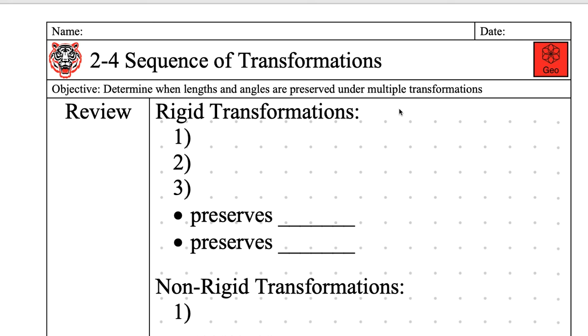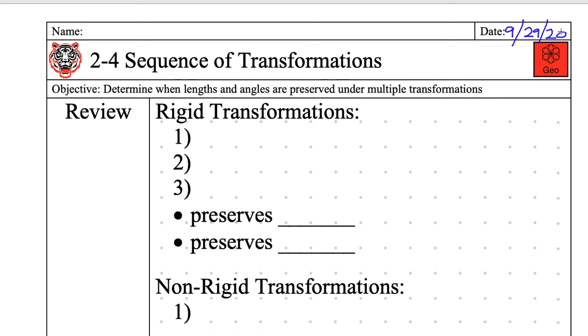Right, we are in geometry lesson 2-4. Today's date is September 29th, 2020. Beautiful Tuesday. Our objective today is to determine when lengths and angles are preserved under multiple transformations.